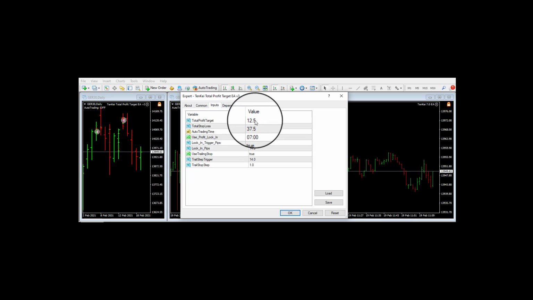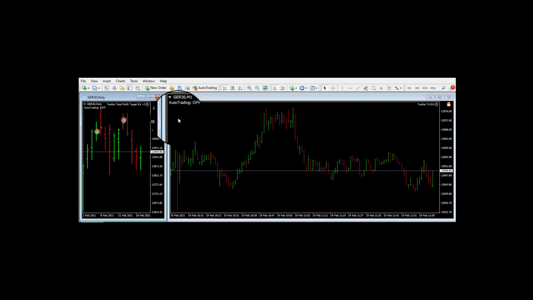This 12.5 times 3 equals 37.5. Okay, we want to work on these numbers. We'd like to get this number higher, this number lower. We're still working on that. But still, it does hit 12.5 quite often. When it does, it switches off.